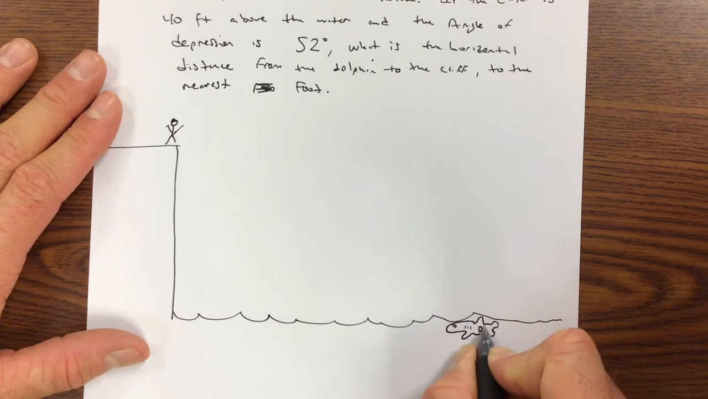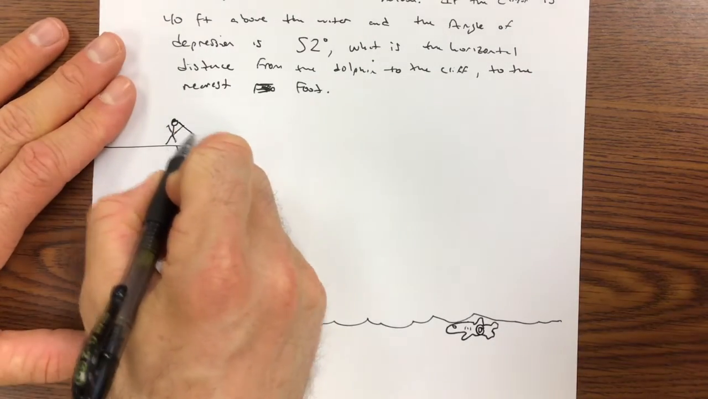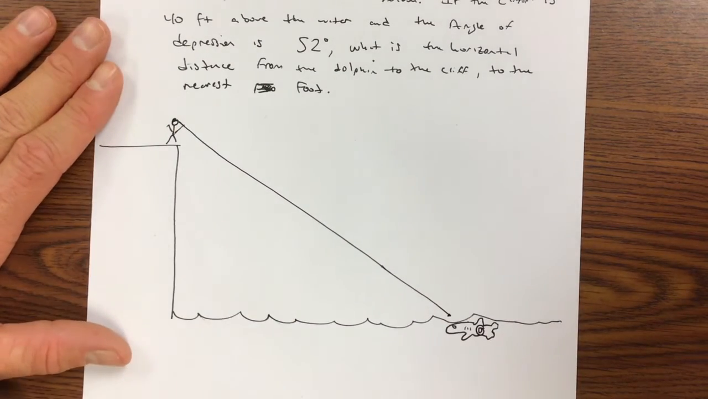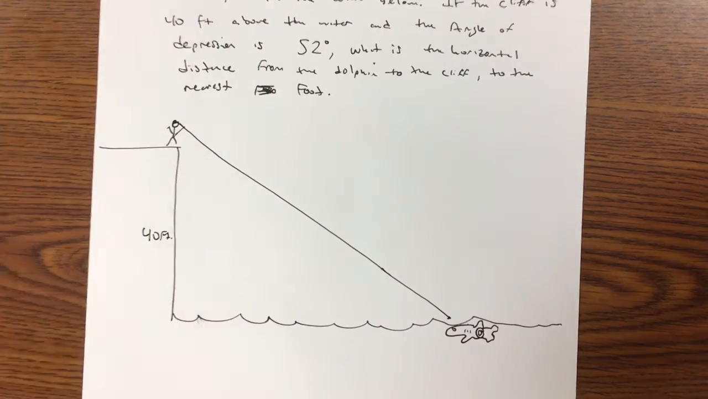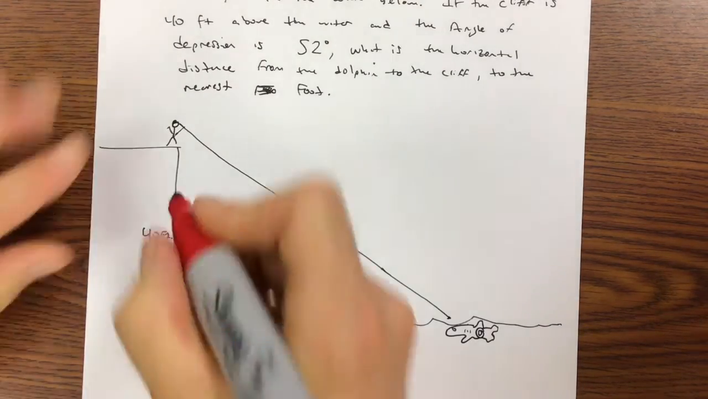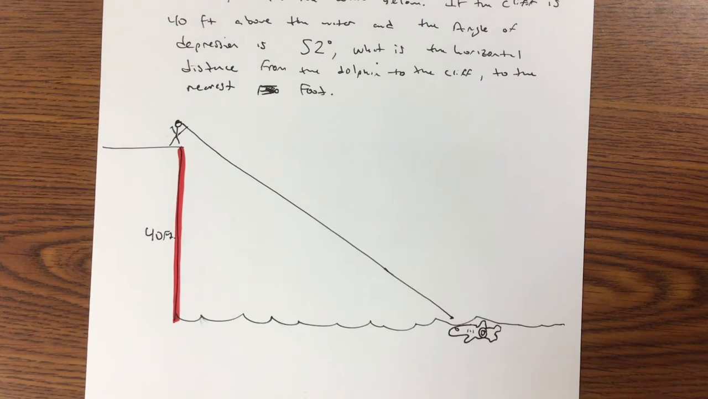We're gonna put a capital D right there. Dolphin. There it is. We are looking down at this dolphin. Okay, 40 feet above the water. So, there we are. 40 feet above the water.